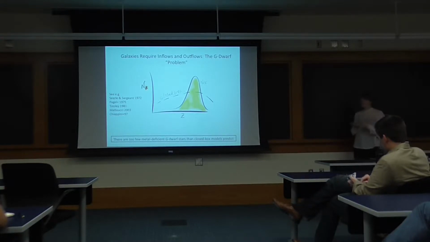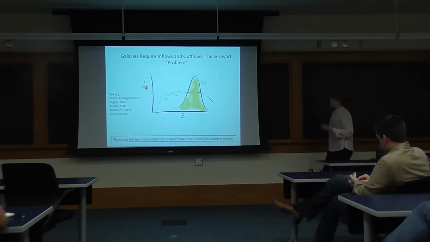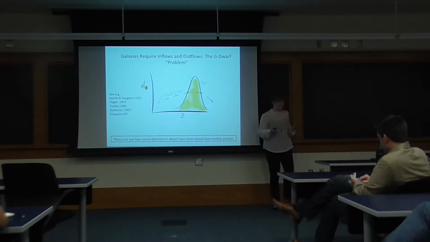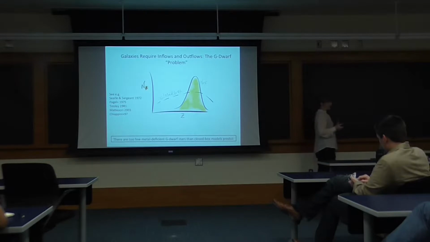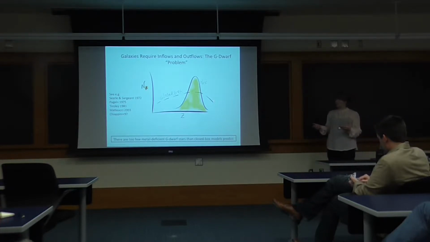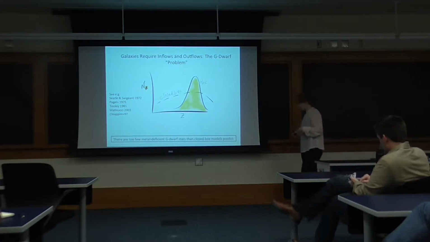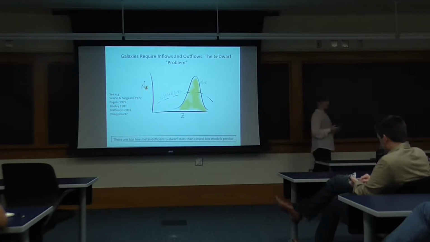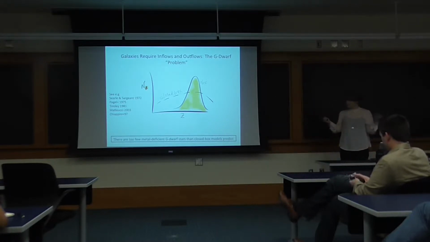Probably one of the oldest arguments for accretion, at least, is the so-called G-Dwarf Problem. And basically, this requires pristine gas accretion. So there's a discrepancy between the observed metallicity distribution in the solar neighborhood and that predicted by what's called the closed box model, where galaxies hang on to all the metals that they generate, and gas stays in this closed box over its lifetime. And so we need gas accretion.